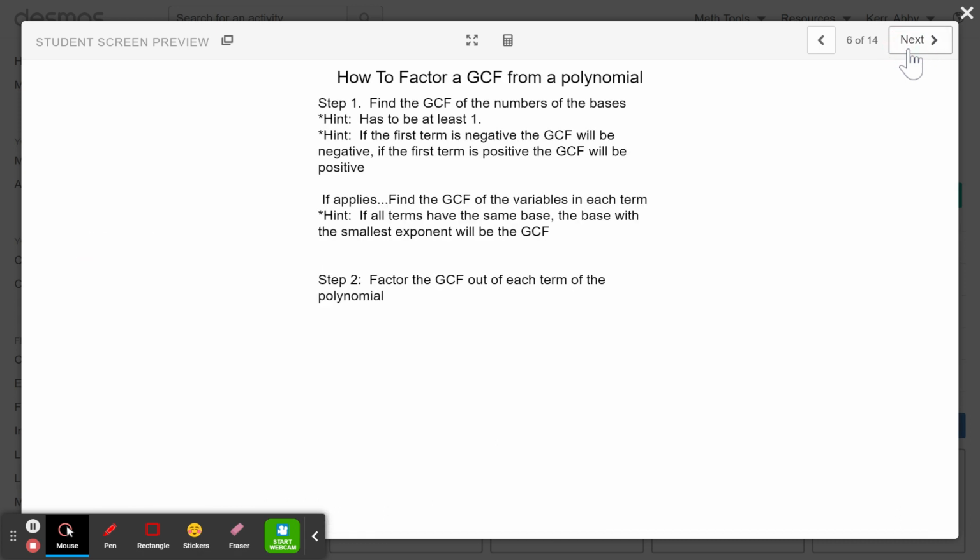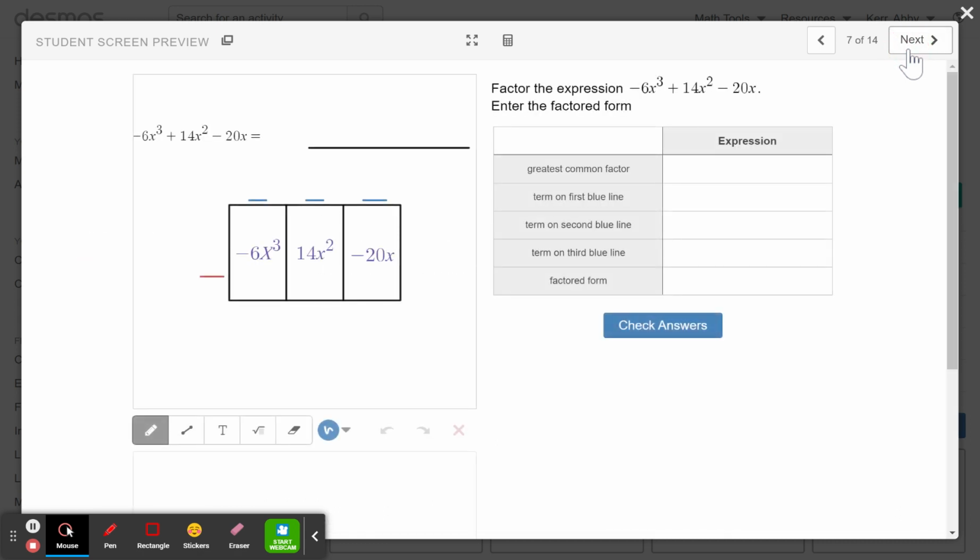Now for the next slides, we're going to find the GCF. I'm going to write it up on this screen. However, you please write it below where you have space. My first term is a negative, so I know I have to divide out a negative. The greatest common factor for the numbers is a negative 2.